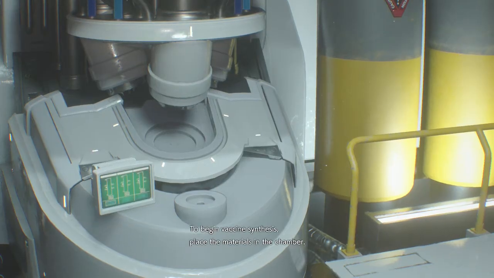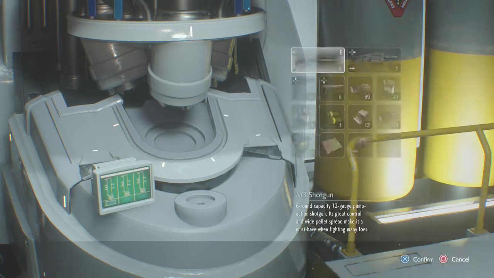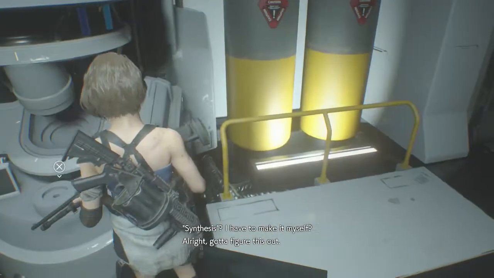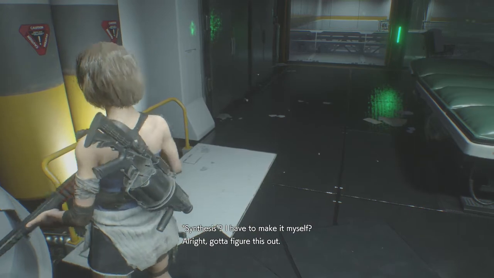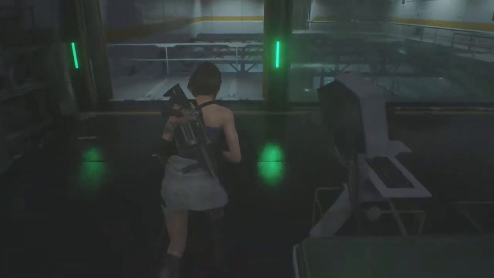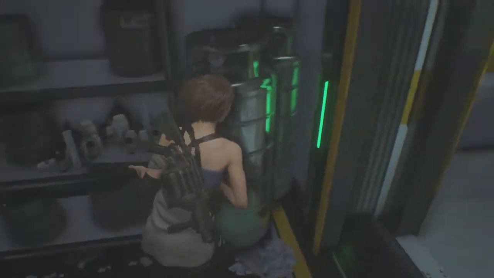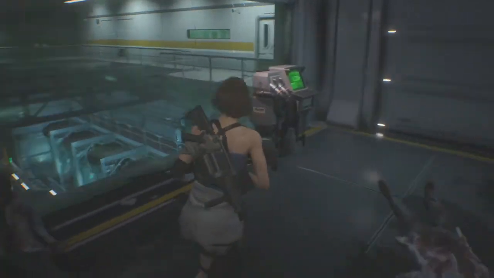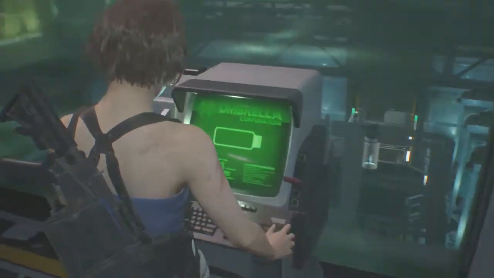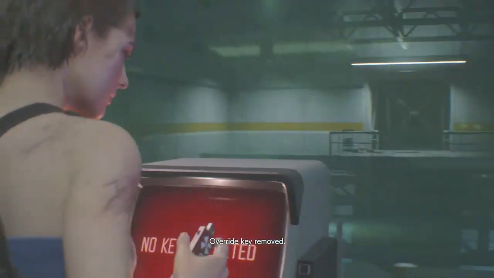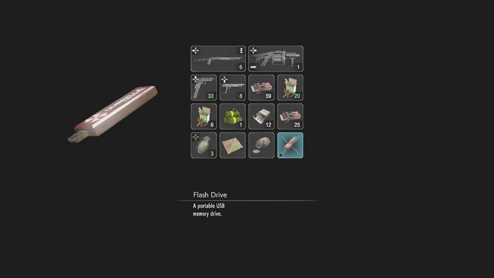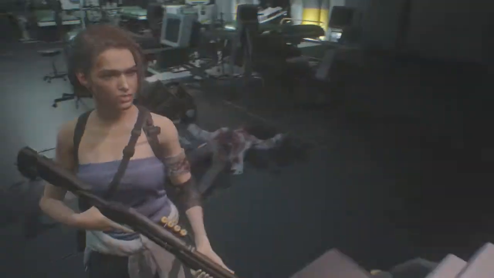Oh! Awesome. To begin vaccine synthesis, place the materials in the chamber. Yes. Synthesis? I have to make it myself? Alright, gotta figure this out. Jill, we're always on our own. Oh. Override key successfully generated. What have we here? Override key removed. What the hell is this for?